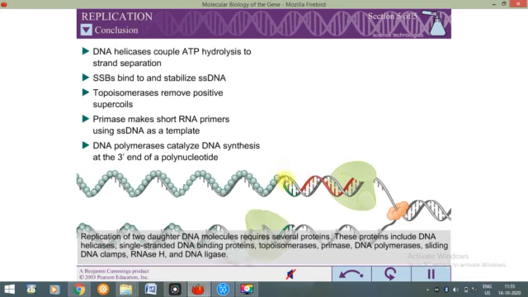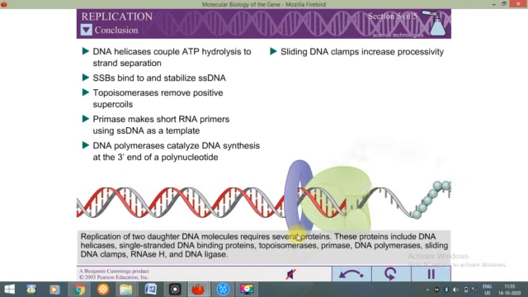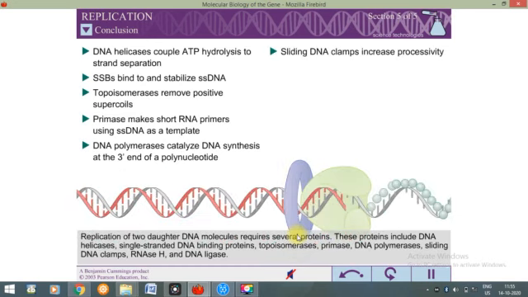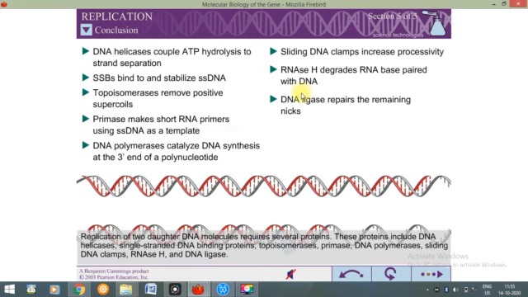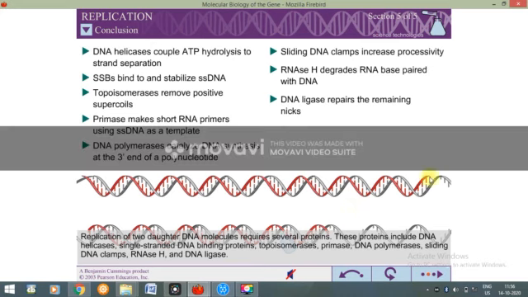The upper one is called leading strand because it is continuously synthesizing DNA, while the other one is called the lagging strand because it is forming small fragments of DNA discontinuously, and they are called Okazaki fragments. Now sliding DNA clamps will increase the rate of reaction. RNase H degrades RNA base paired with the DNA. RNase H removes the RNA hybrids. Once they are removed, DNA polymerase synthesizes the DNA strands over here, and then the small nicks are joined with the help of DNA ligases. So that's a complete sequence.